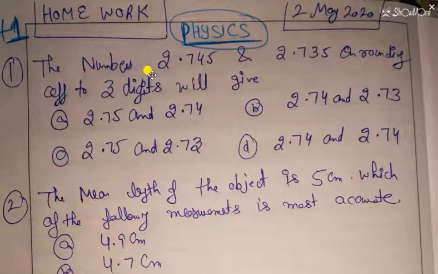So students, the first question is: the numbers 2.745 and 2.735 on rounding off to 3 digits will give. So it is asking about 3 digits. That means here we have 4 digits, like 2.745. So we have to round it off into 3 digits. When I have to round off, then I have some rules. On that basis we are going to solve this question.